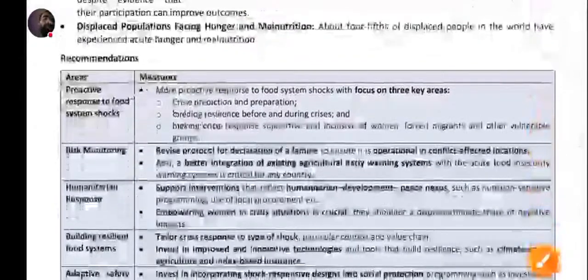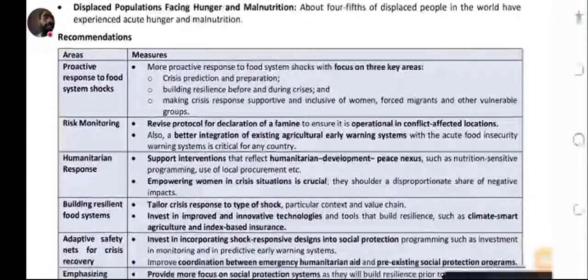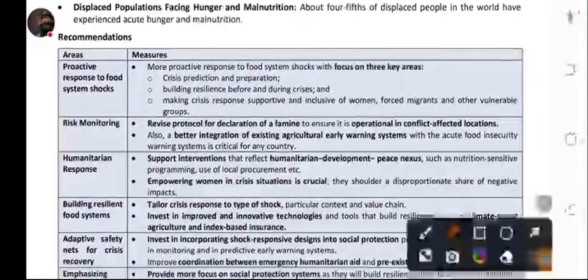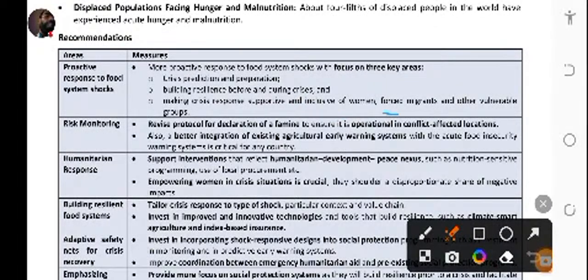Recommendation: a proactive response to the food system shock, with focus on three key areas: crisis prediction and preparation, building resilience before and during crisis, and during crisis, making crisis response supportive and inclusive of women, forced migrants, and other vulnerable groups.